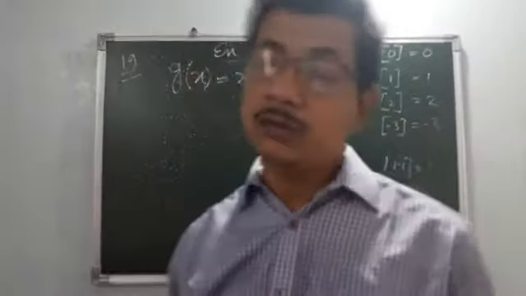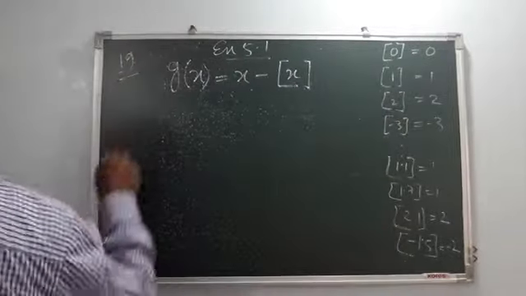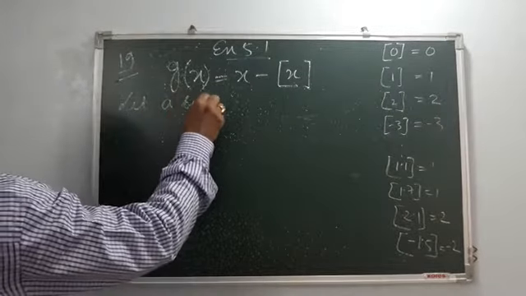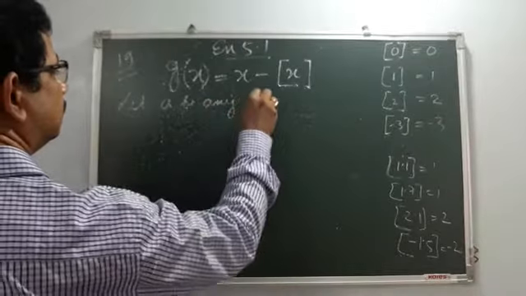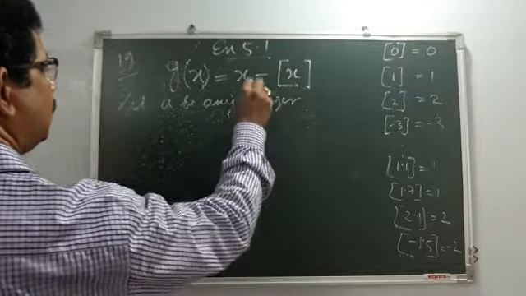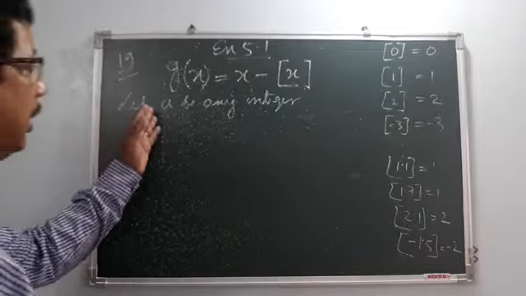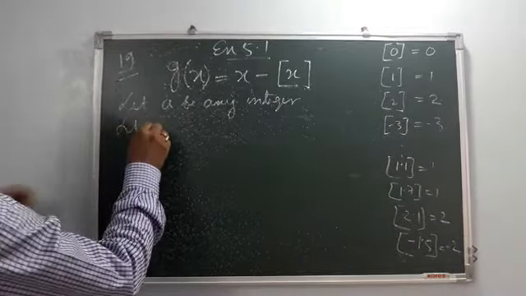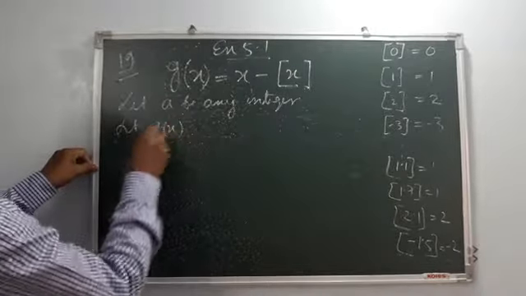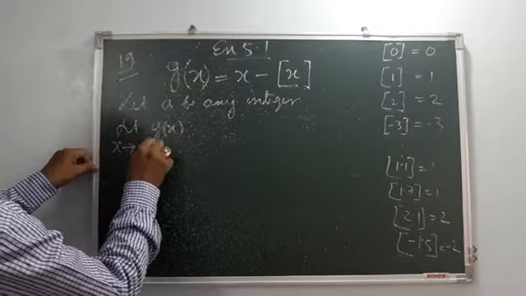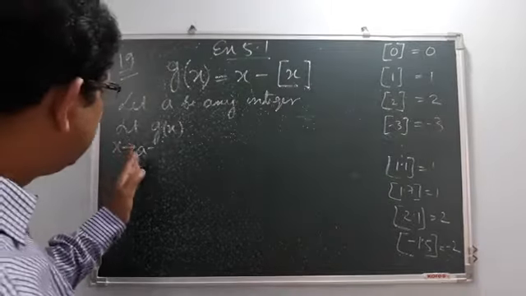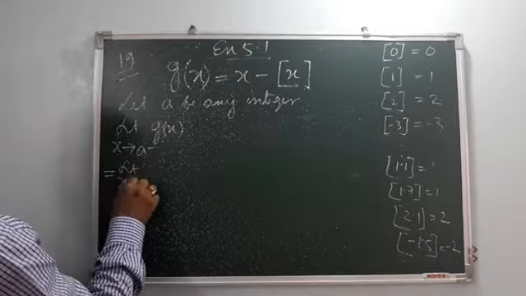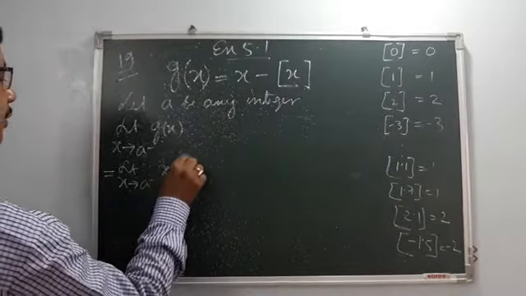Now we have to check whether this function is not continuous at integral values. Let a be any integer. We have taken an arbitrary term a which is an integer. Now I consider the limit of g(x) as x tends to a minus, that is, x a little less than a.